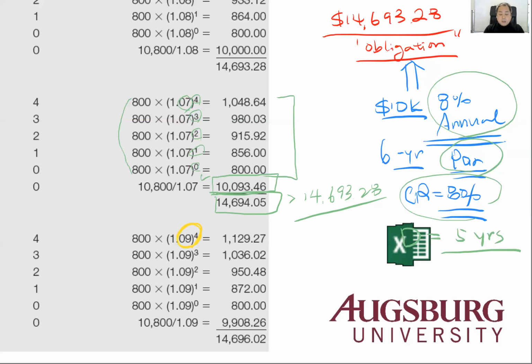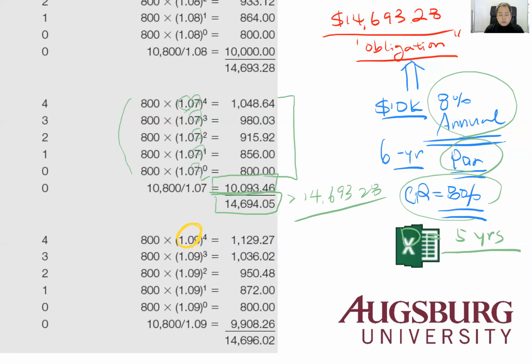9%. Again, there are two impacts. One, price declines because interest rate rises, right? So you're going to have less money after all when you sell it. However, you're going to probably have more money for reinvestment because you are going to reinvest your coupon at 9%. Let's look at that. So $800 now reinvested at 9%, right? And so that's the sum of the coupons.